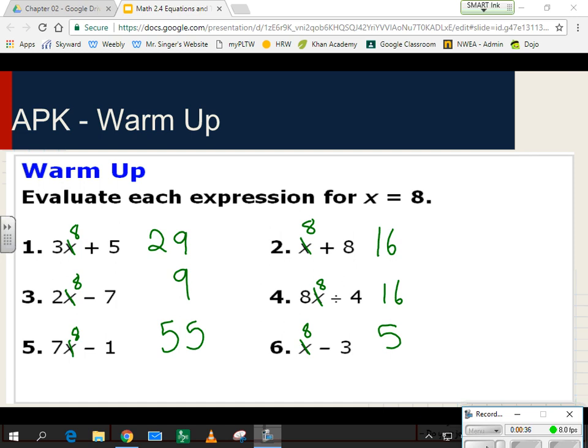So here are the answers you should have gotten: 29, 16, 9, 16, 55, and 5. Again, all I did is I replaced the x's with 8s, and then I used order of operations, doing parentheses first, which we didn't have any, exponents second, which we didn't have any. We did multiplying, then dividing, and then adding and subtracting in here. So hopefully you got all those correct.